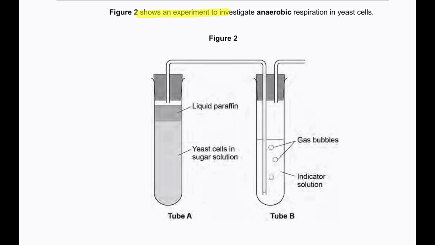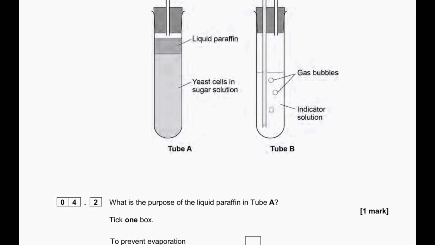Figure 2 shows an experiment to investigate anaerobic respiration in yeast cells. We can see that we have a boiling tube with liquid paraffin, and underneath we have yeast cells in sugar solution in tube A. Tube A is sealed with a rubber bung so that the gas produced flows through tube B, where the gas is bubbled through an indicator solution, and the gas bubbles can escape through this particular tube. What is the purpose of the liquid paraffin in tube A?